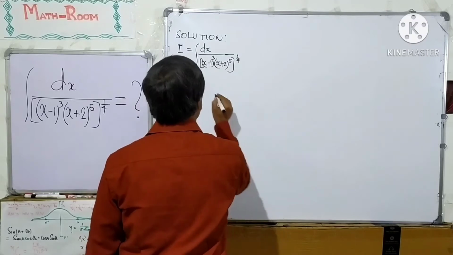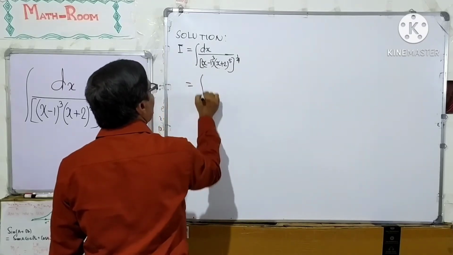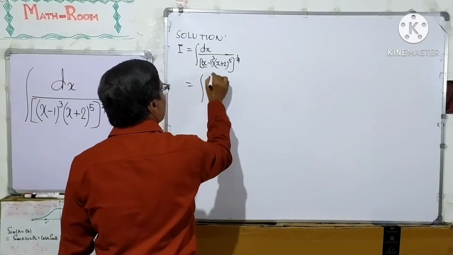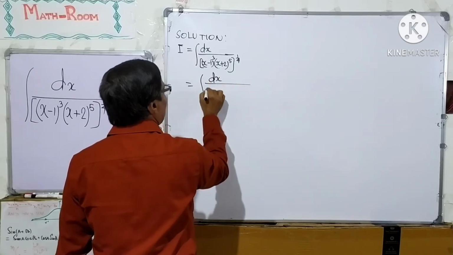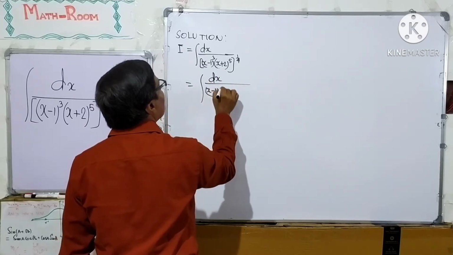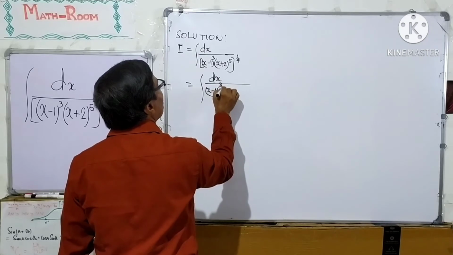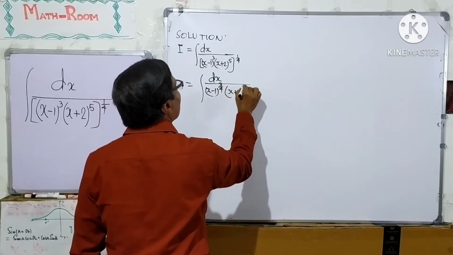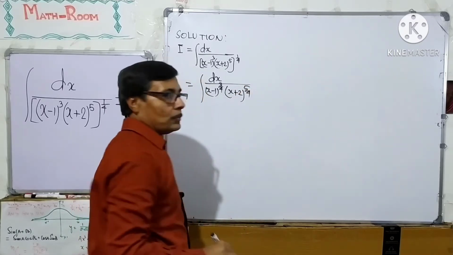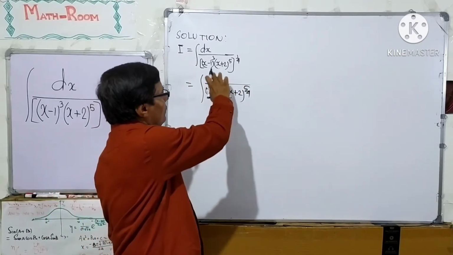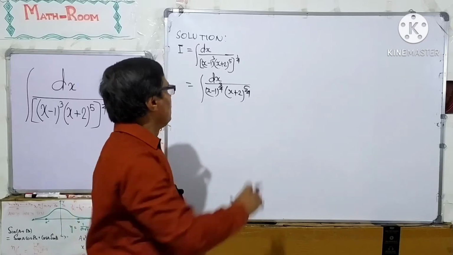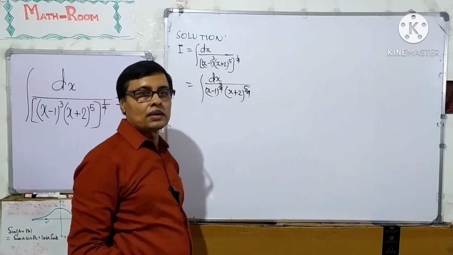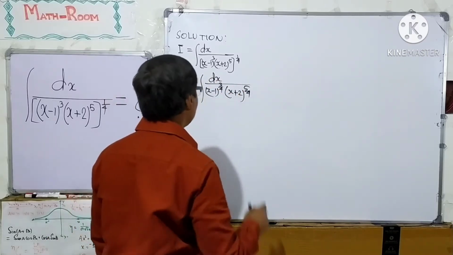Now, this is also dx over (x minus 1) whole to the power 3 over 4 into (x plus 2) to the power 5 over 4. Now, we can multiply numerator and denominator by (x minus 1) to the power 1 over 4.